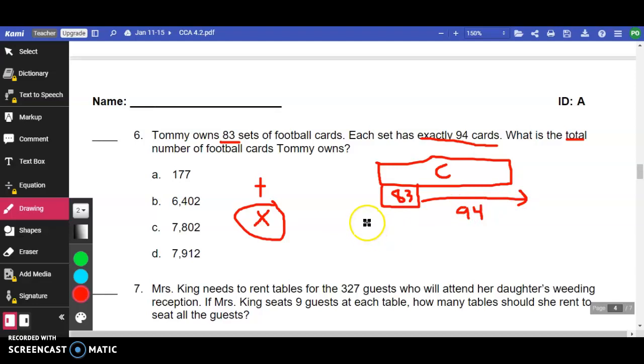And so, right away, which one of these can we get rid of? We can get rid of A. 177 is when you add these two numbers up. So, let's begin. 83 times 94.